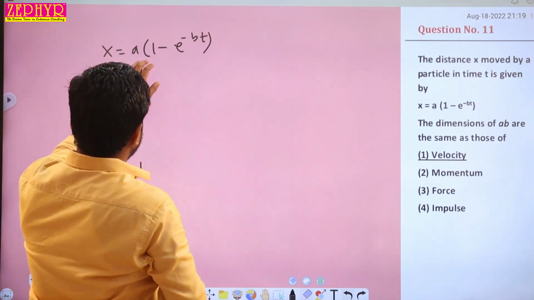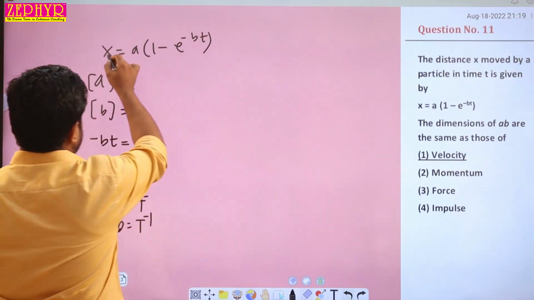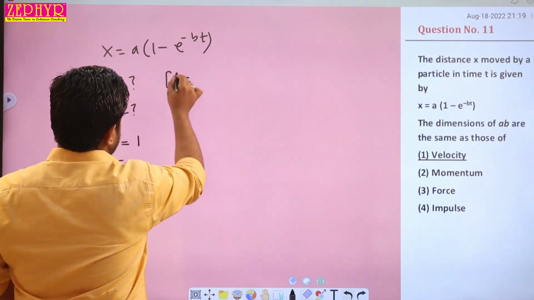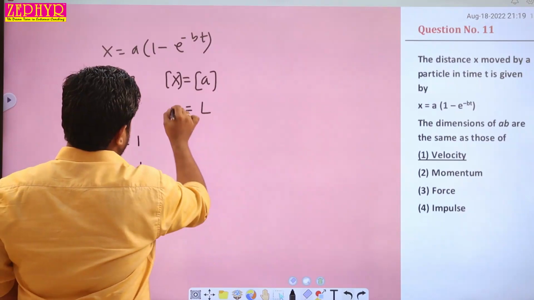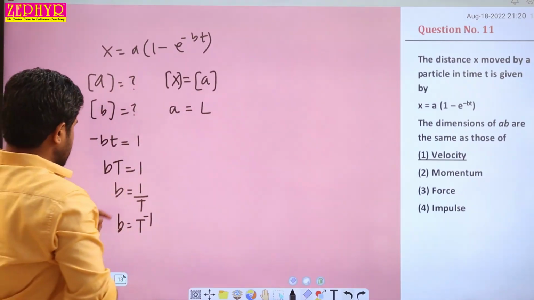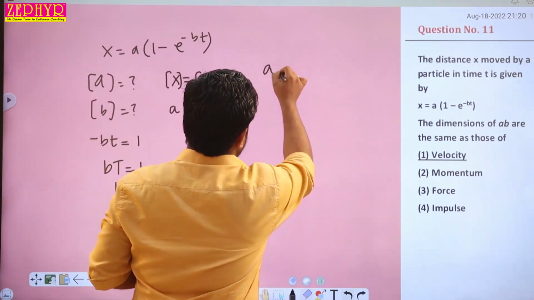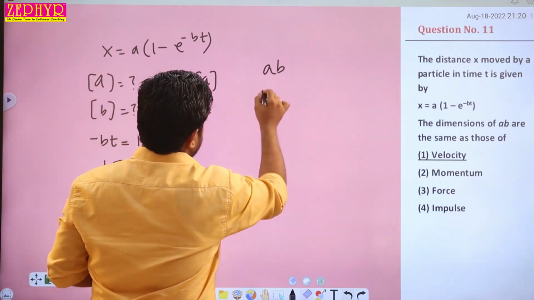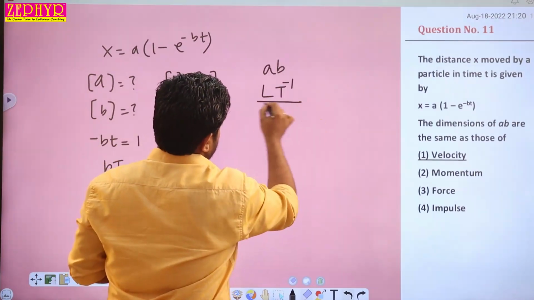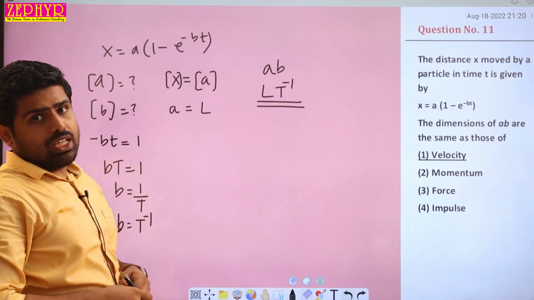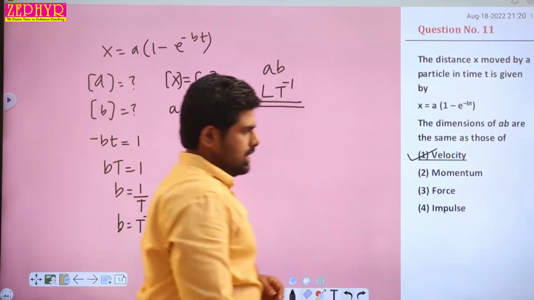Then the dimension of A. So what is the dimension of A? See here, x is the displacement. So the dimension of x is equivalent to the dimension of A. Therefore A is equal to L. Then our question is what is the dimension of AB? We know the dimension of A is equal to L, and the dimension of B is equal to t raised to minus 1. So we know the dimension of velocity is equal to M raised to 0 L t raised to minus 1. So here the correct option is velocity, option number 1.